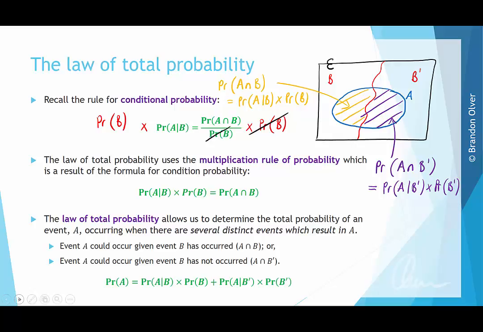So that's where this law comes from, which says the total probability of A occurring is equal to the probability of A given B times the probability of B, plus the probability of A given the complement of B, or B has not occurred, times the probability of the complement of B. And that's just combining the orange from above and adding on to that the purple from above. So that's where that law comes from.